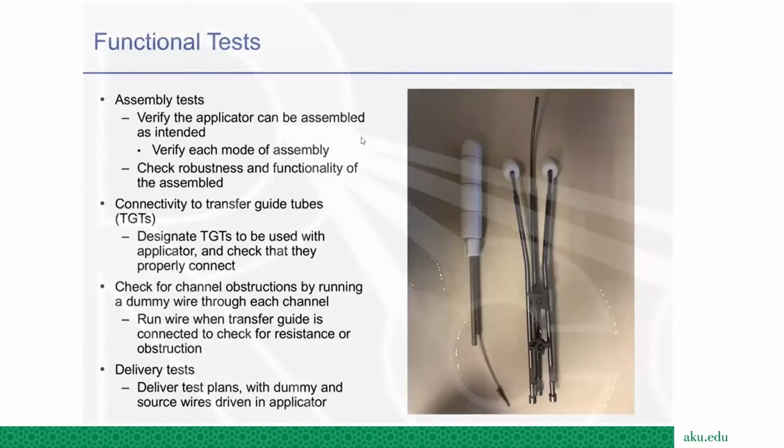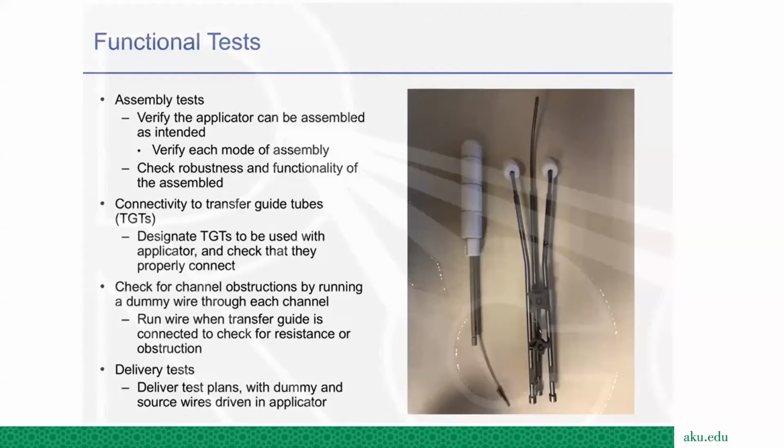Okay, so functional tests include the assembly test. How should we assemble the applicators? Verify each mode of assembly. Check the robustness and functionality of the applicators. Similarly, with every applicator, there is a guide that says which transfer guide tube should be connected with this applicator. So we should connect the applicator, and then we should measure the overall length from the applicator to the end of the transfer guide tube, which in the case of the variant should be 1300 centimeters.